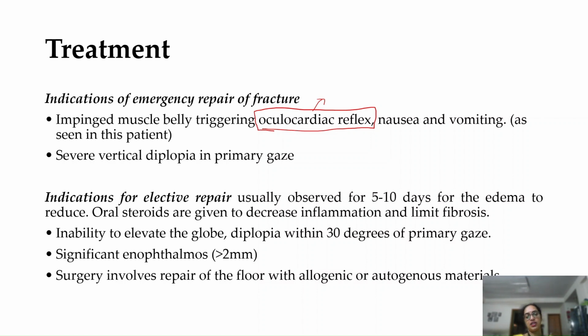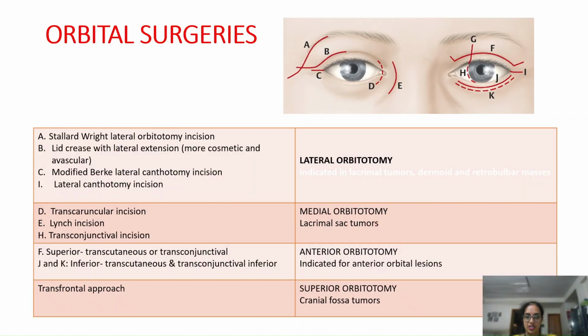So when do you say you can wait for some time? You can wait for 5 to 10 days for the edema to reduce. You give steroids to decrease the inflammation and limit the fibrosis. So the conditions are if you are having diplopia within 30 degrees of primary case, there is significant enophthalmos more than 2 mm. And how is the surgery performed? The surgery is with the use of allogenic or autogenous materials to repair the floor of the orbit after removing the contents of the orbit from the fracture site.